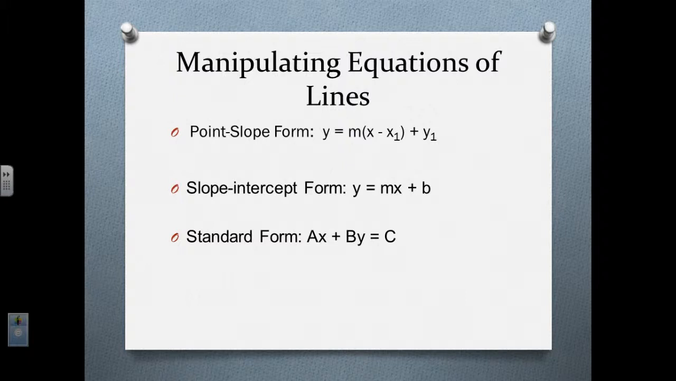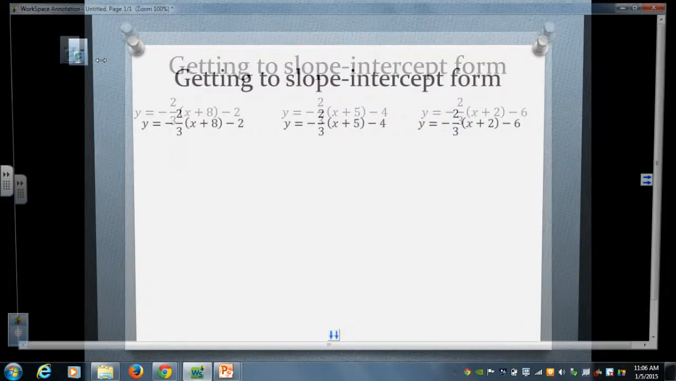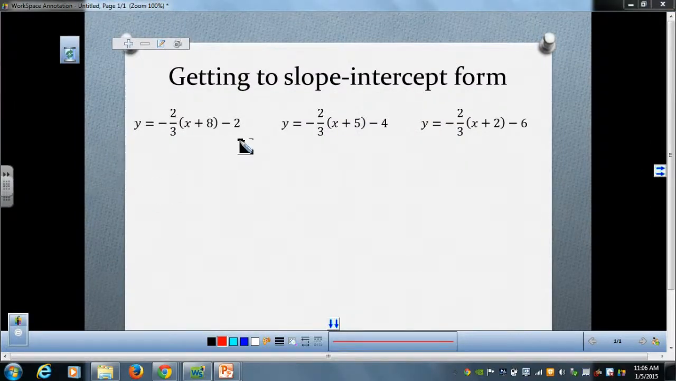At times we may want to change to slope-intercept form because maybe that's what the question asked for, or it's also a great way to check to see if you're correct, and possibly standard form, which is ax plus by equals c. All right, so let's just jump into some examples and look at what we need to do. Let's talk about getting to slope-intercept form first.